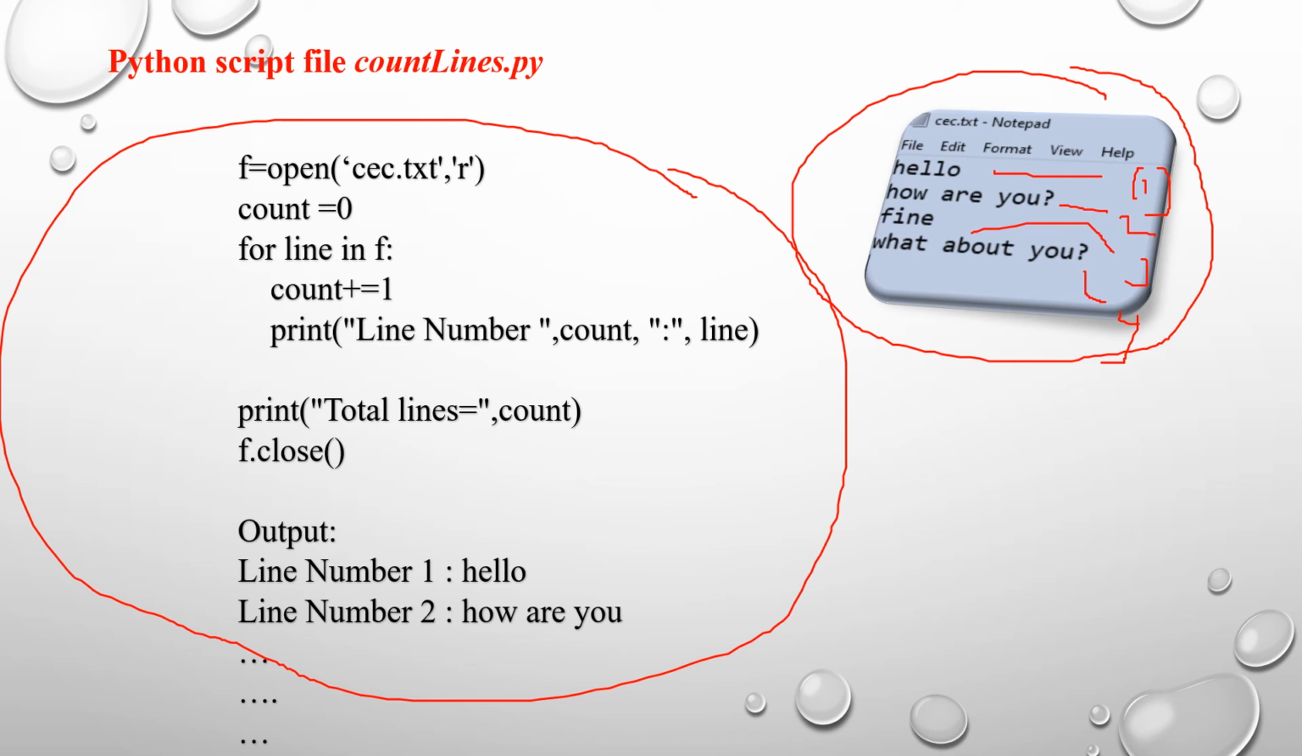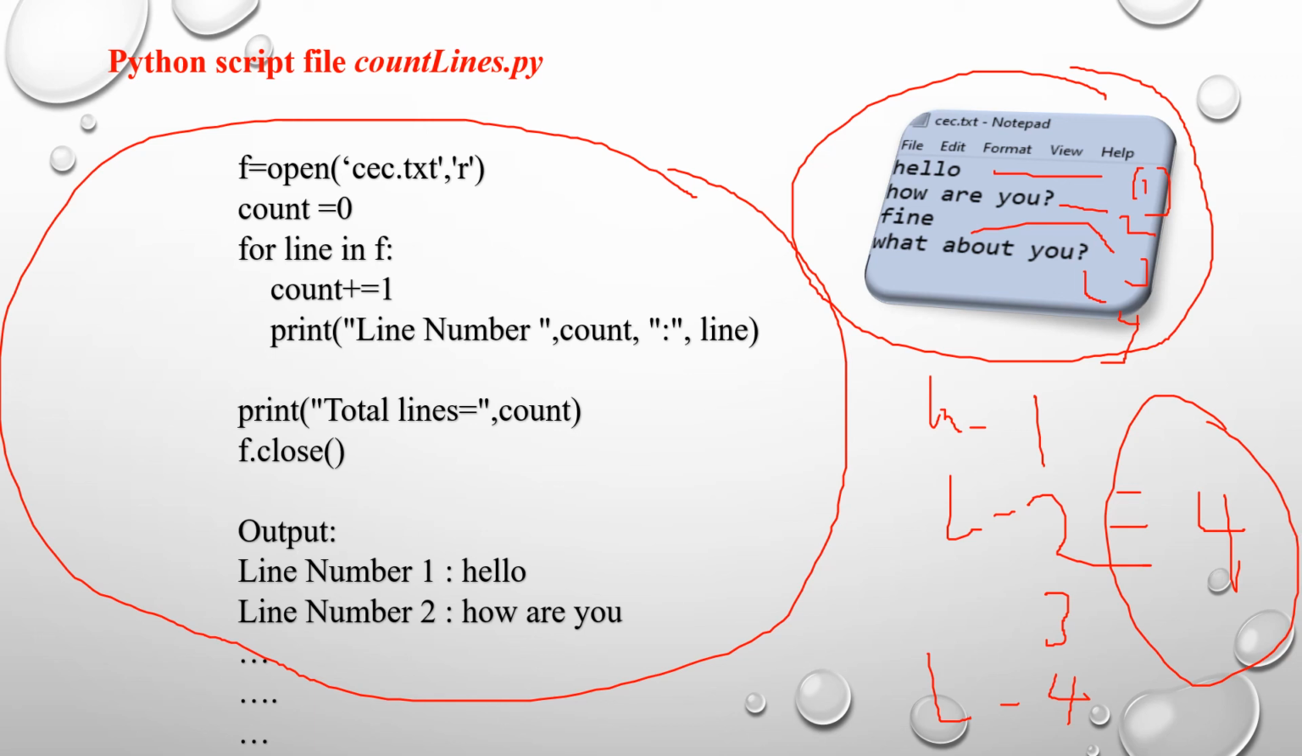After all iterations, it's going to print the number of lines. The first iteration prints line 1, the second iteration prints line 2, the next iteration prints line 3, and the next prints line 4. After all iterations, it's going to print the total number of lines. In this particular case, the total number of lines is 4.